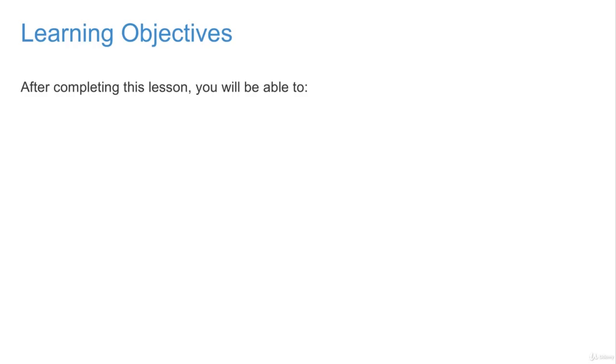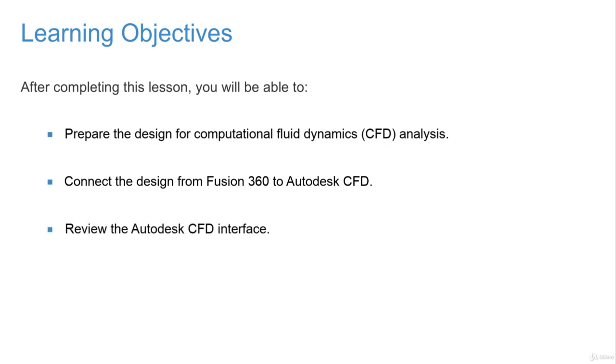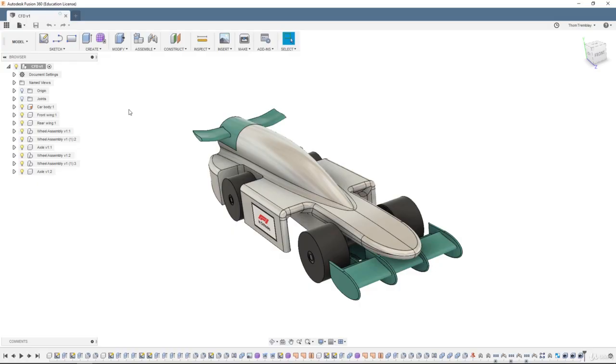After completing this lesson, you will be able to prepare the design for computational fluid dynamics, connect the design from Fusion 360 to Autodesk CFD, and review the Autodesk CFD interface. To begin, use the New Design from File tool to open the F1CAR CFD Fusion Archive file.